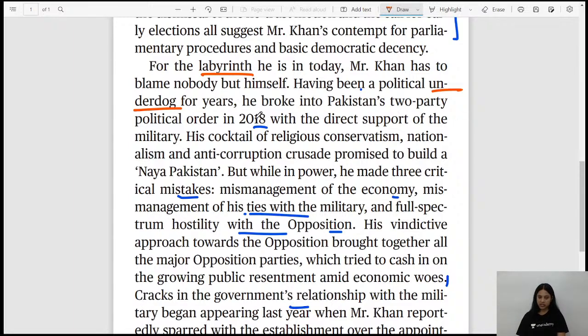He broke into Pakistan's two-party political order in 2018. His cocktail of religious conservatism. रिलीजियस कंजर्वेटिज्म मतलब ऑर्थोडॉक्स होना, नॉट बीइंग वेरी लिबरल, नॉट बीइंग वेरी ओपन माइंडेड. Nationalism and anti-corruption crusade. क्रूसेड मतलब आपको एक मीनिंग मिल गया है लाइफ में, एक मुद्दा बना लिया है आपने और आप उसको अचीव करना चाहते हो, तो that target और aim और मुद्दा whatever you have, that's a crusade. But crusade also means एक एम हो जाता है आपका.